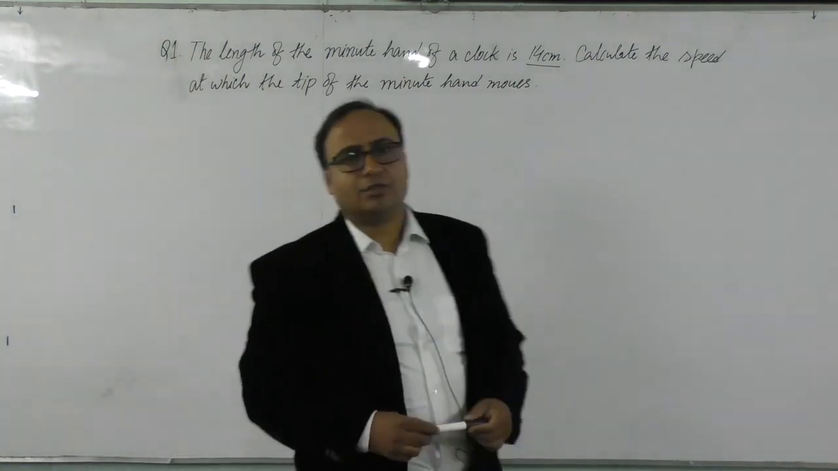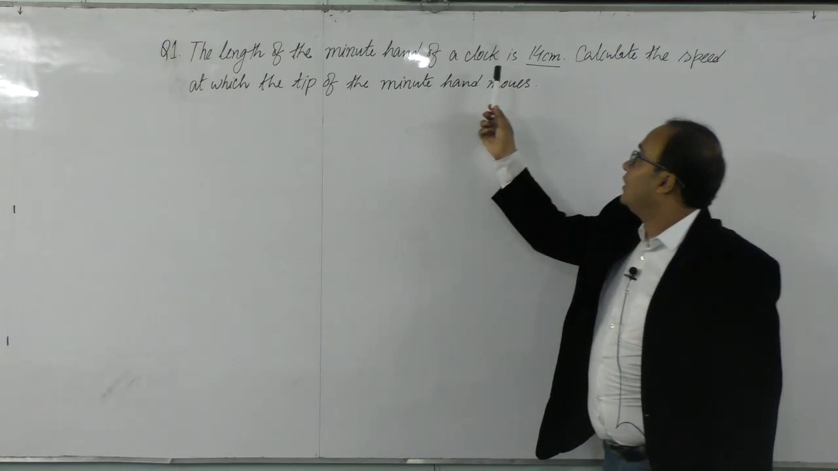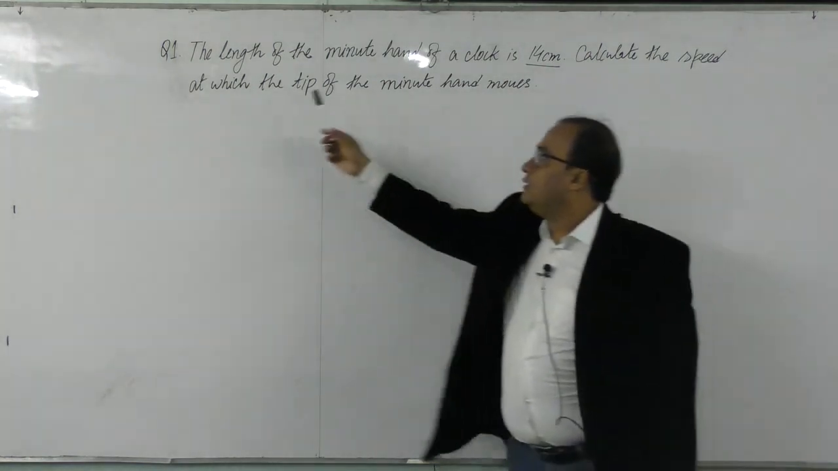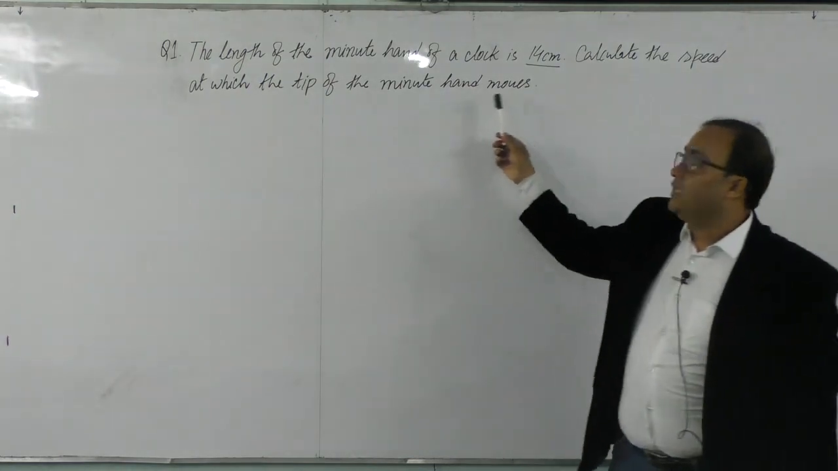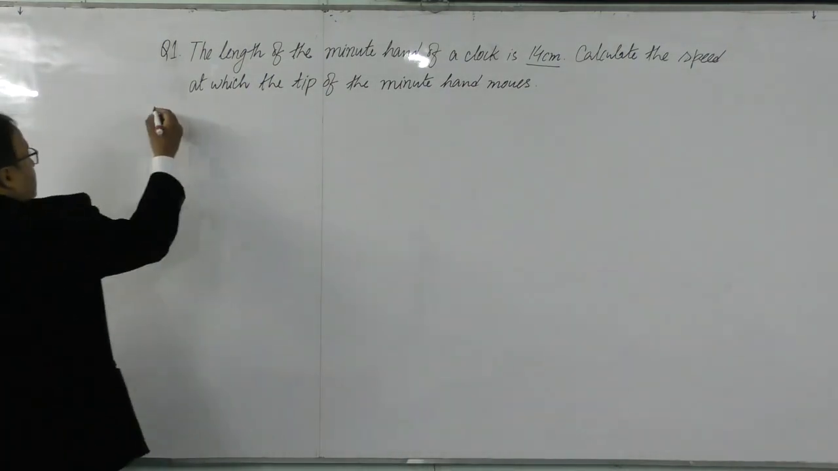This is the first question of the class. The length of the minute hand of a clock is 14 centimeters. Calculate the speed at which the tip of the minute hand moves. Let us try to solve this question.